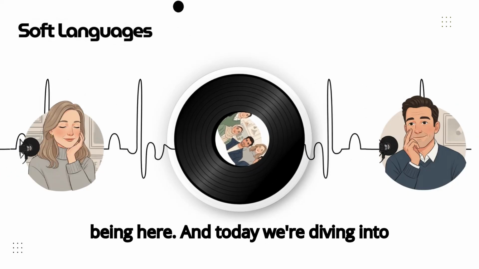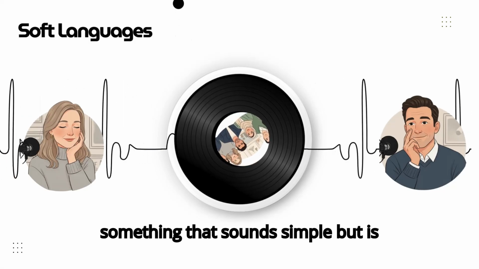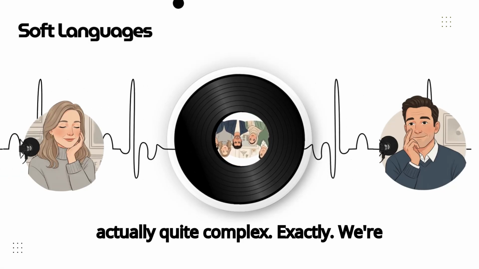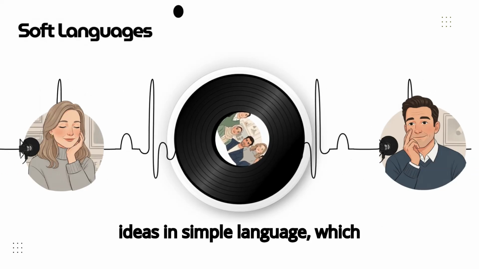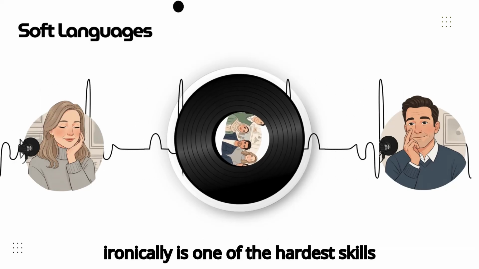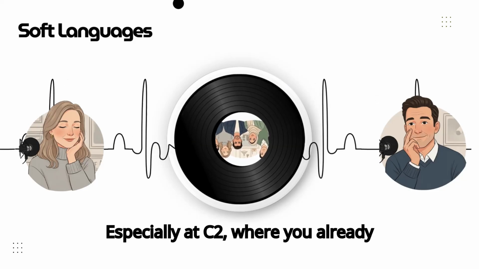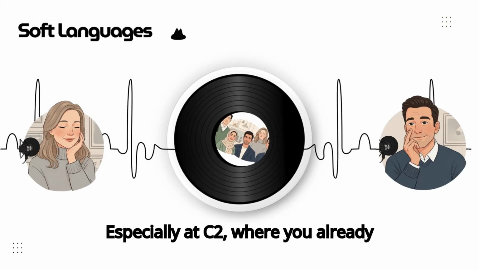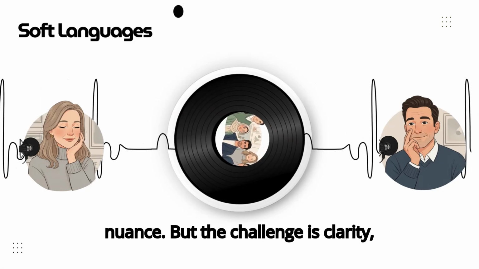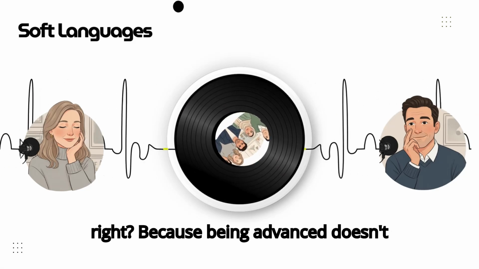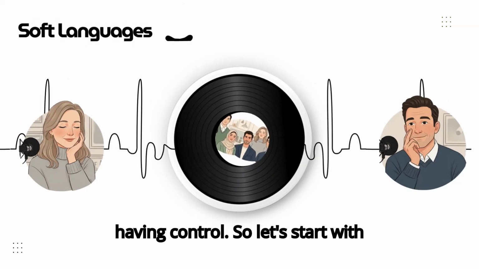Thanks for being here. And today we're diving into something that sounds simple, but is actually quite complex. Exactly. We're talking about how to explain complex ideas in simple language. Which, ironically, is one of the hardest skills to master at an advanced level. Especially at C2, where you already have the vocabulary, the structures, the nuance, but the challenge is clarity. Right, because being advanced doesn't mean sounding complicated, it means having control.